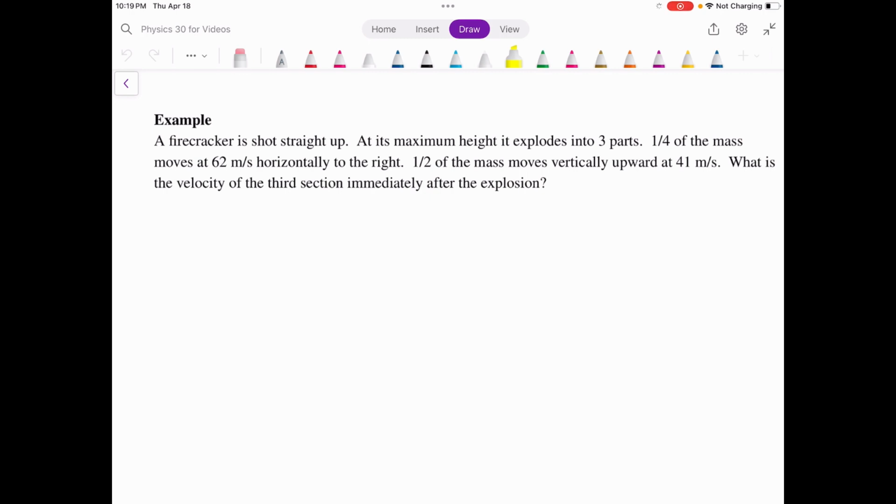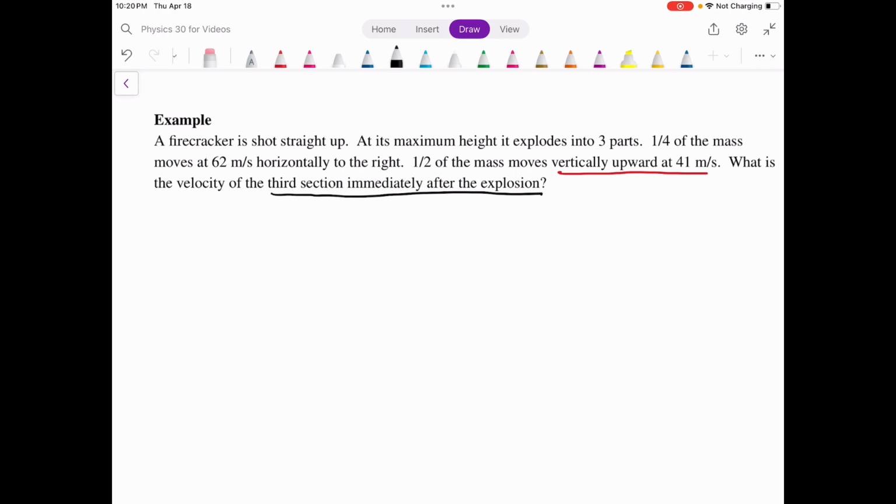So let's take a look here. It says a firecracker is shot straight up. At its maximum height, it explodes into 3 parts. A quarter of the mass moves at 62 meters per second horizontally to the right. Half the mass moves vertically upward at 41 meters per second. What is the velocity of the third section immediately after the explosion?